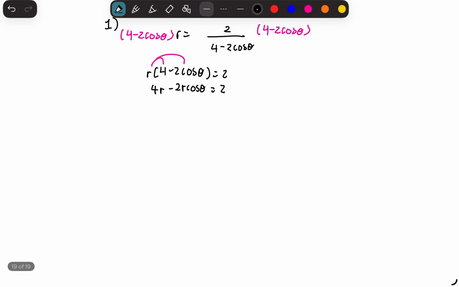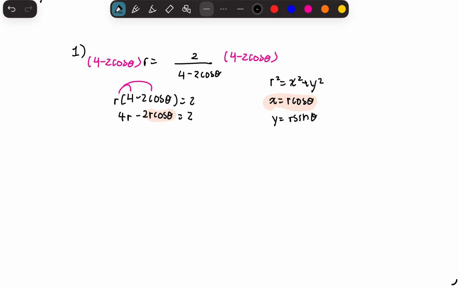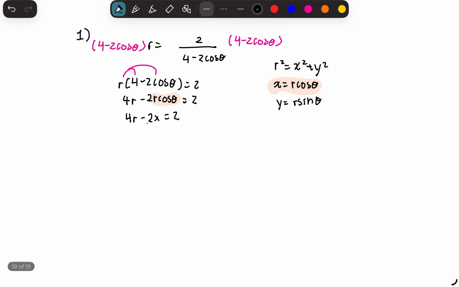Now, you're going to replace, let's take this here. So we have a copy here away from our master chart. So we can see that r cosine of theta is going to be equal to x, right? So we can replace that here, and you're going to rewrite this as 4r minus 2x is equal to 2. After this, we just solve for r.